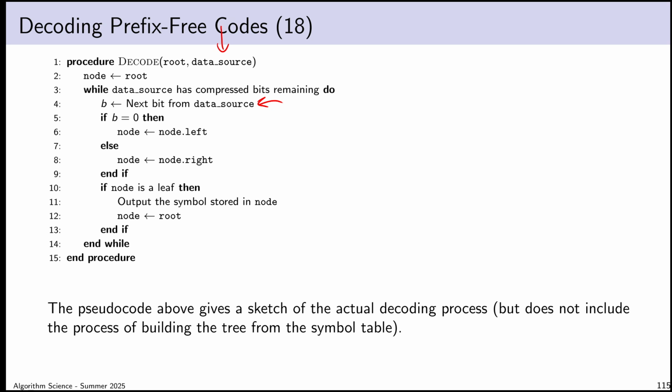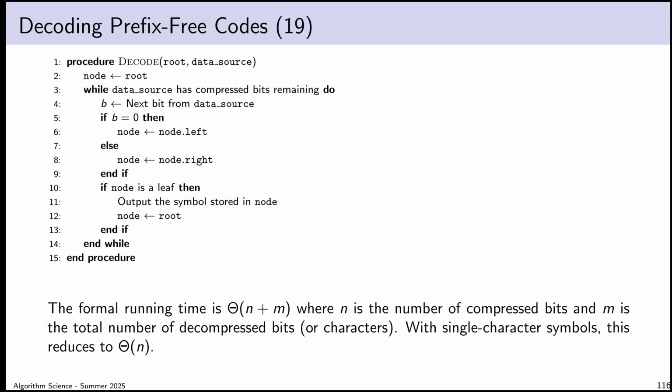So I start at the root of my tree, and as long as there are bits left, I just go grab the next bit. If it's a 0, I go left. If it's a 1, I go right. If I'm now sitting at a leaf, I output the symbol stored in the node I'm looking at, and I go back to the root and I keep going. And the formal running time of this, if we think about it, so I already said that the process of walking through the tree is big theta of n if n is the number of total bits, because I take one step per bit.